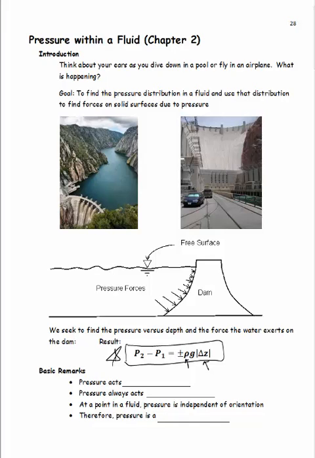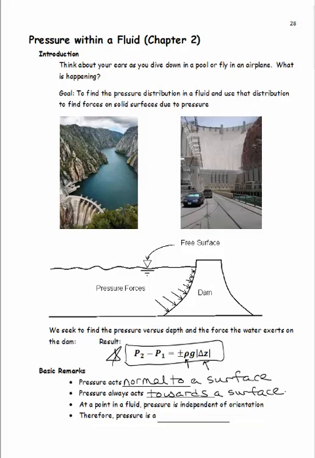So a couple of things to remember about pressure. Pressure always acts normal to the surface. So it's opposite of shear stress. It's a normal stress. And it always acts towards a surface. So if you take a pressure and figure out what force that pressure is causing, that force is always going to go straight, perpendicular, towards the surface.